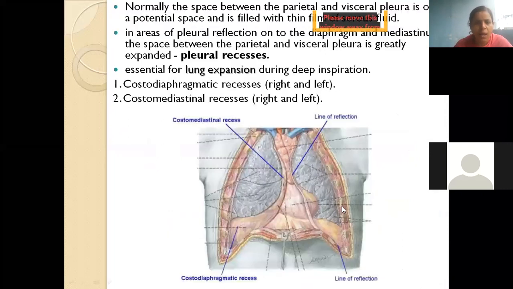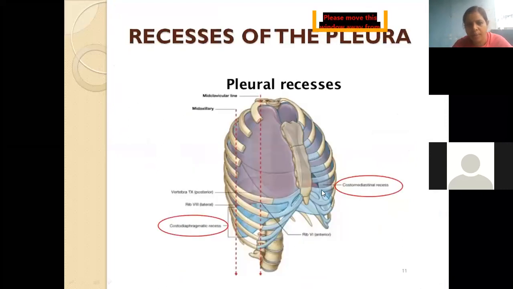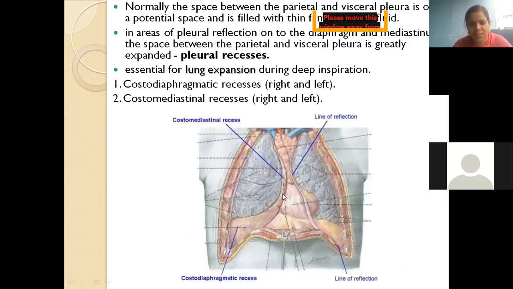See, the recesses of pleura, as one of our students has told, I could not identify. See here, we have costodiaphragmatic recess and costomediastinal recess. These recesses are nothing but extra spaces, that means the space between the visceral pleura and the parietal pleura. This is the visceral pleura which is closely investing the lung. Parietal pleura is away from the lung. So you are finding some empty space.